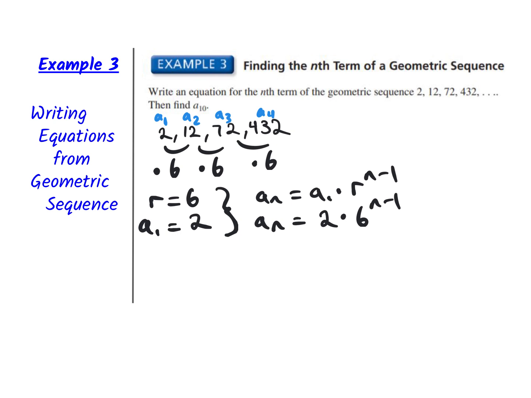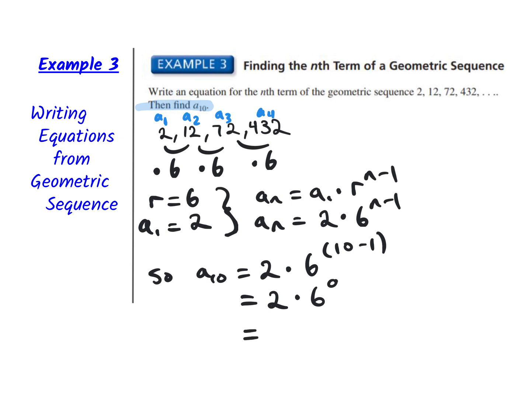And so if we want to find a sub 10, that's the 10th term, we just make a sub 10 equal to 2 times 6 to the 10 minus 1 power. This can be simplified: 2 times 6 to the 9th power. And this will give us 20,155,392.